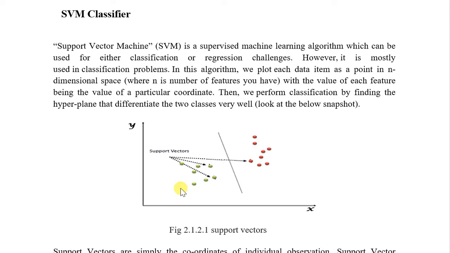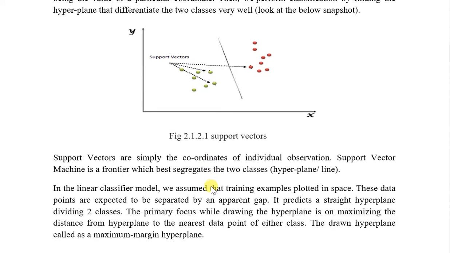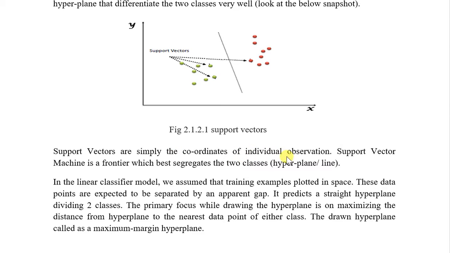The next algorithm is SVM, which is support vector machine. It is a machine learning algorithm which can be used for either classification or regression challenges. However, it is mostly used in classification problems. In this algorithm we plot each data item as a point in n-dimensional space, where n is the number of features you have, with the value of each feature being the value of a particular coordinate. Then we perform classification by finding the hyperplane that differentiates the two classes very well. Support vectors are simply the coordinates of individual observations. Support vector machine is a frontier which best segregates the two classes.